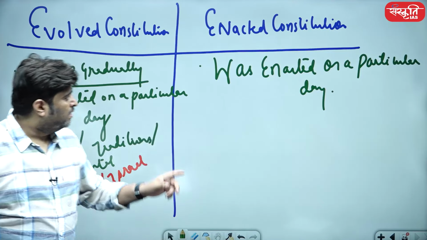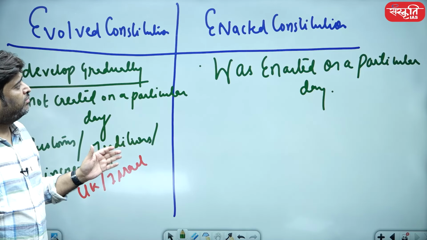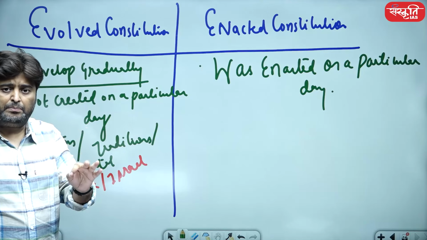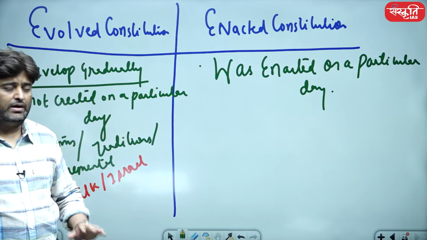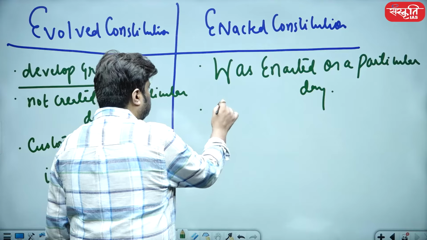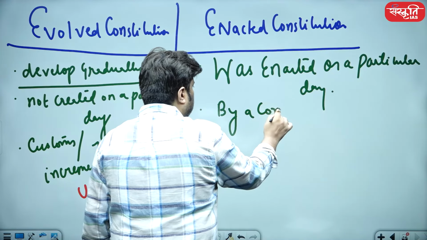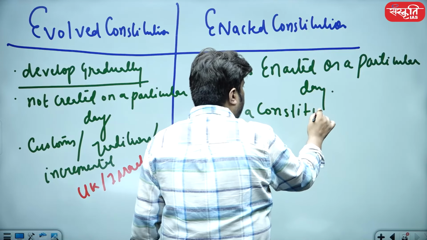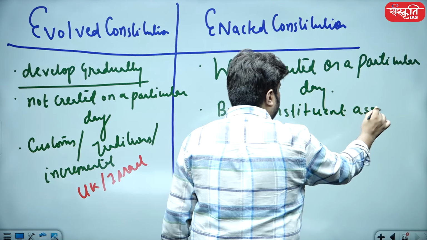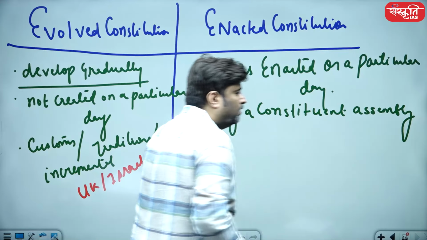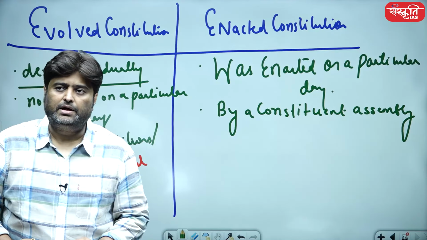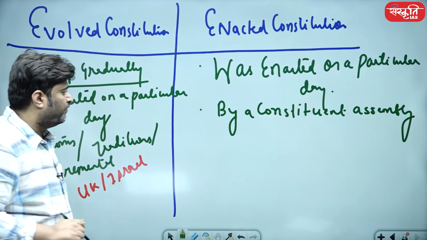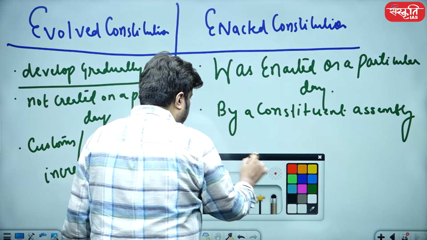enforced. So what is an enacted constitution? Enacted constitutions are those constitutions which are enacted on a particular day. There is a proper day, proper time on which the constitution was finalized. Finalized by whom? Finalized by a constituent assembly, adopted by a constituent assembly. And which is the best example of it? Of course, India is indeed the best example of it, and India and South Africa.